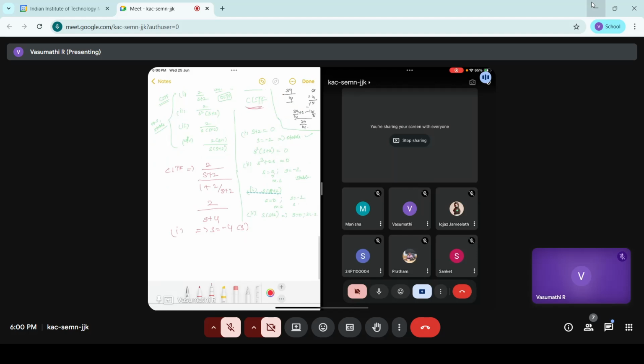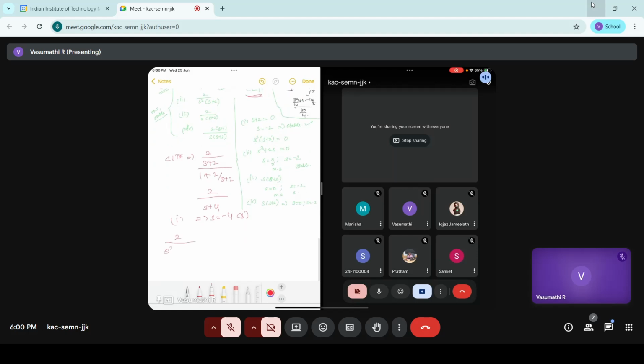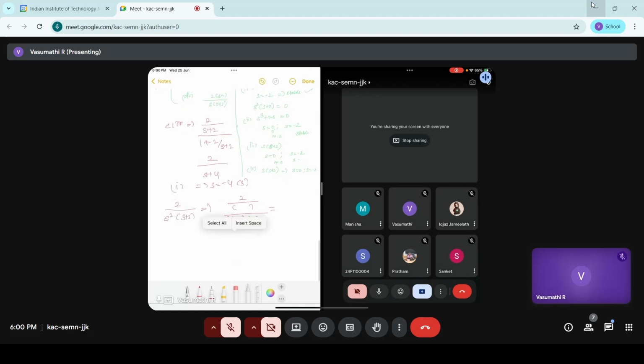The second option would give you 2 by s square into (s plus 2), right? This gives you 2 by some denominator, s square into (s plus 2), plus 2 by the same denominator. So 2 by s square into (s plus 2) plus 2.